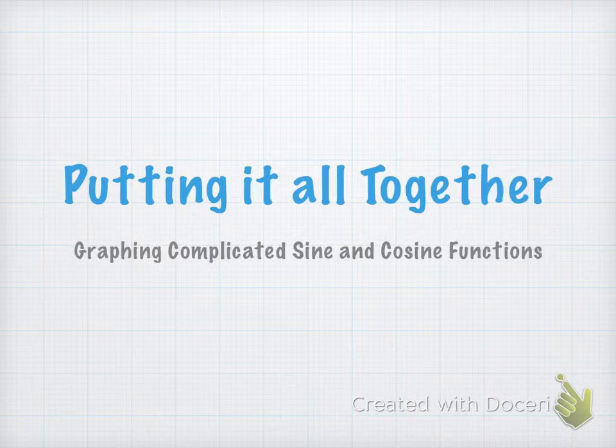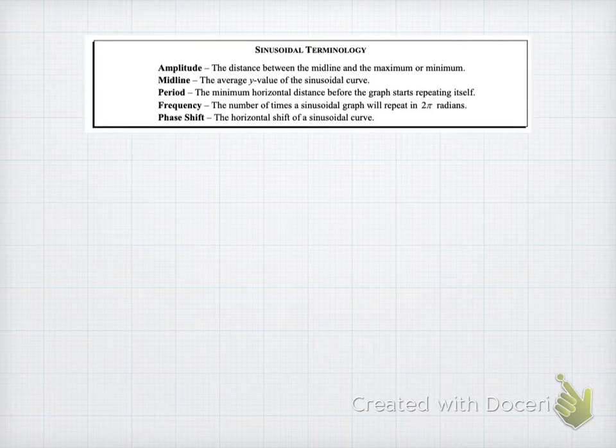Now we are going to put everything together and we're going to be graphing complicated sine and cosine functions. Either I will give you a graph and you will tell me what the function is, or I will give you a function and you create the graph. All right? Before you can do this effectively, you need to make sure you are familiar with all of this terminology that we've talked about over the course of the last few weeks. So you need to know what amplitude, midline, period, frequency, and phase shift are.